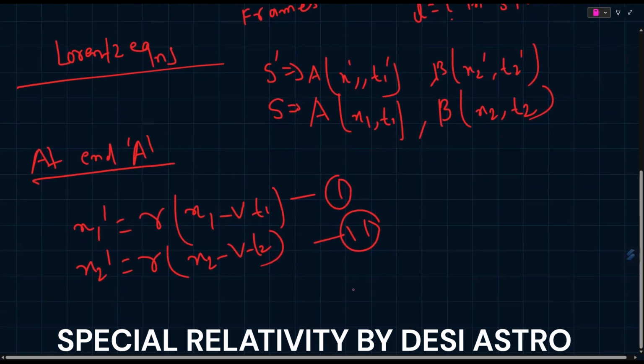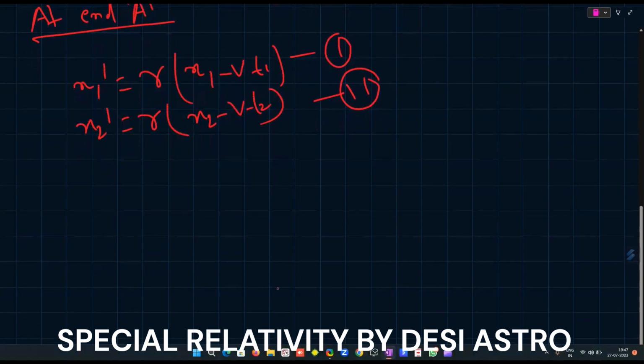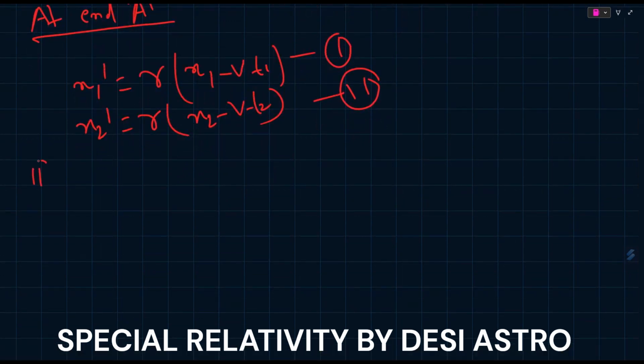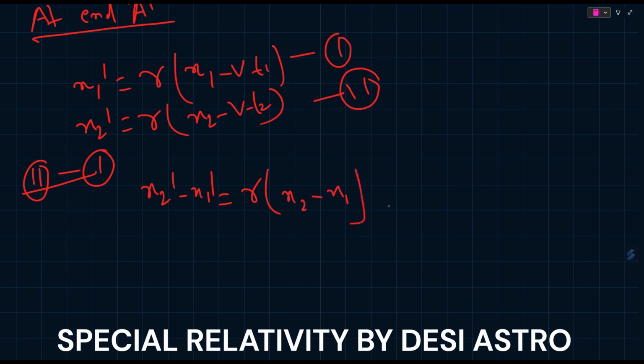Now, what to do? You take the difference, second minus first. It will give x2 prime minus x1 prime equal to gamma times the quantity x2 minus x1, minus v times t2 minus t1. So this becomes equation 3.